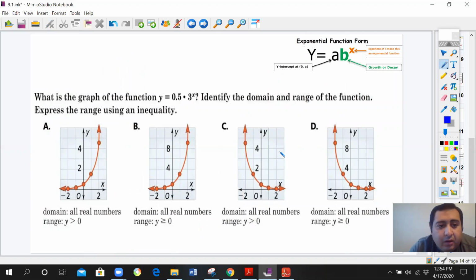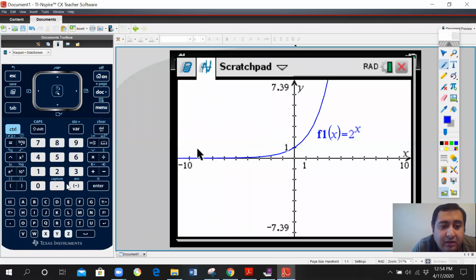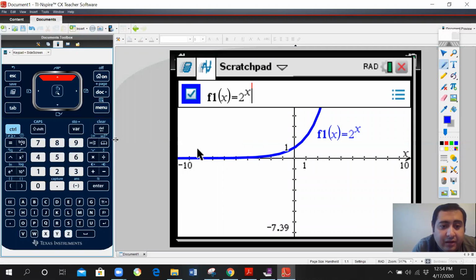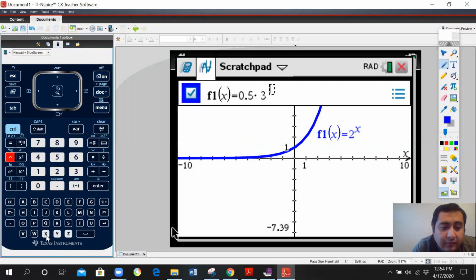All right. What is the graph of the function y equals 0.5 times 3 to the power x? Identify the domain and range of the function. Express the range using an inequality. We notice that our a is a fraction, times 3 to the power x. All right, let's go ahead and exit here, Control T, tab up, and let's edit this information. We have 0.5 times 3 to the power x.